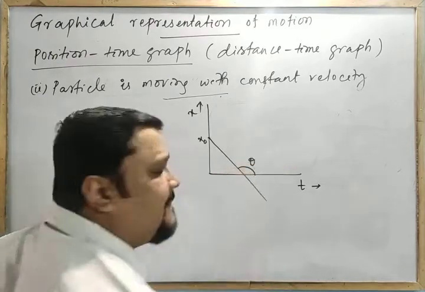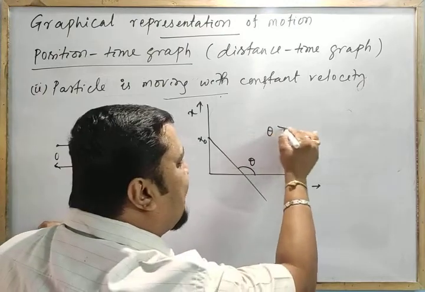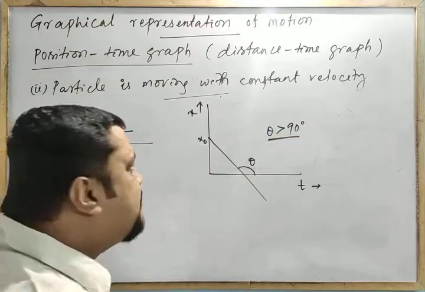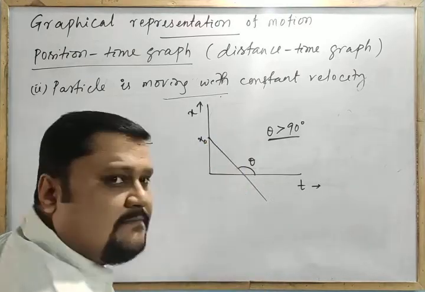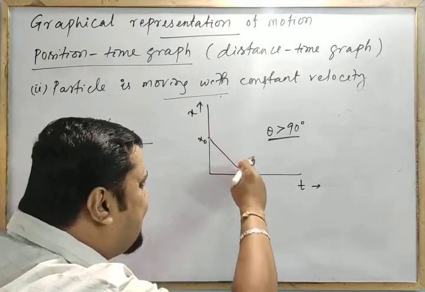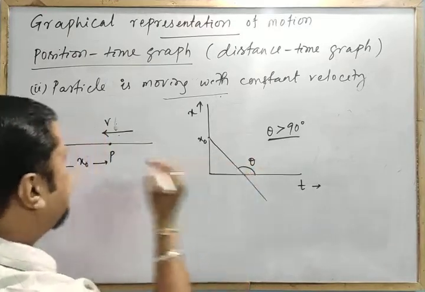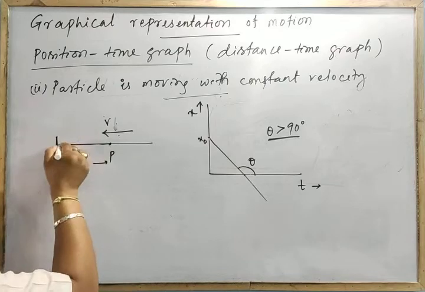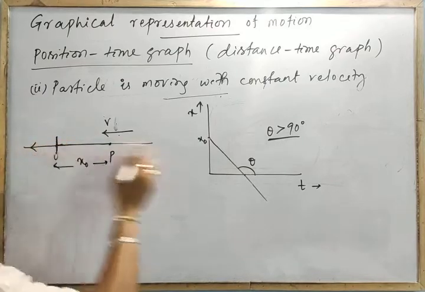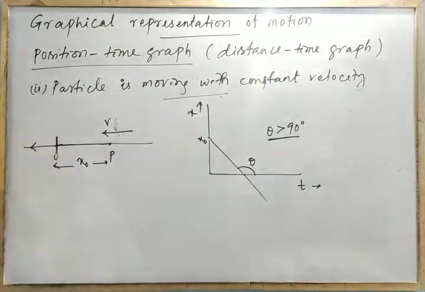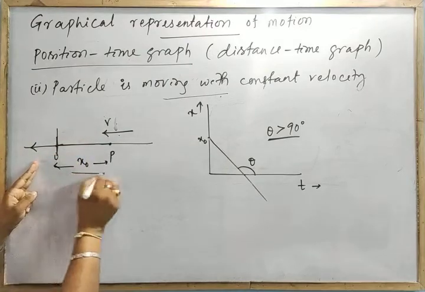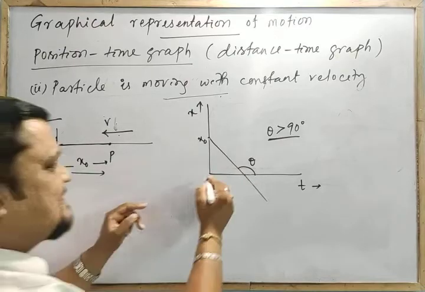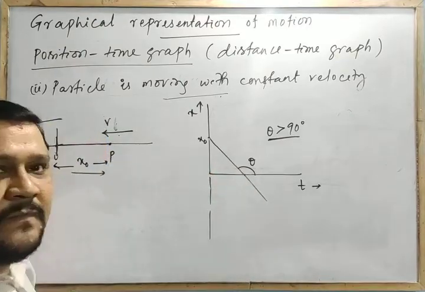So here you see theta. Theta is greater than 90. So the line will be like this, decreasing, the position goes on decreasing like that. So at a particular time, the particle comes like this with a speed and it will reach the origin. Then after that it will go along this direction, towards the negative x-axis. So if this is 0, this is the positive x-axis, this is the negative x-axis.